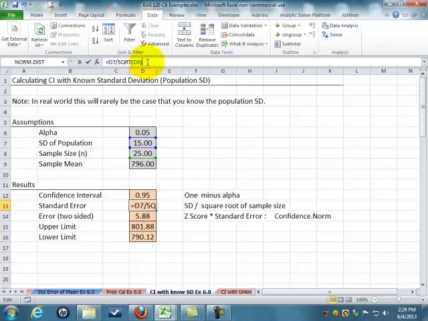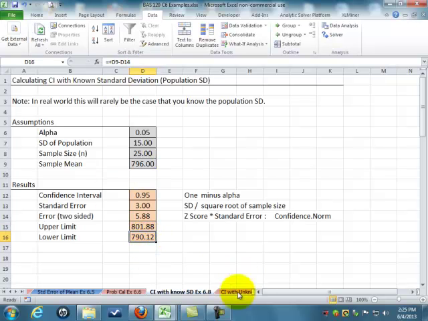Our standard error is just our standard deviation of the population divided by the square root of our sample size. So once again, our standard error is going to shrink as our sample size goes up. Our error, remember, is going to be our z-score times our standard error, which you can get with the CONFIDENCE.NORM tool within Excel that will calculate that error. Then it's simply taking our mean plus our error for the upper limit and our mean minus our error for our lower limit.